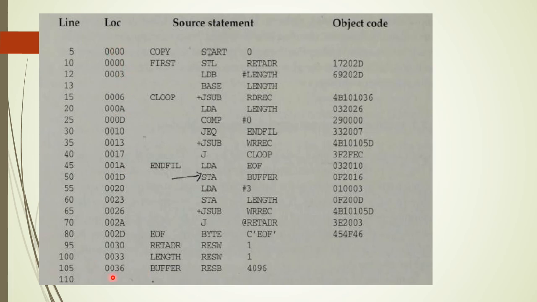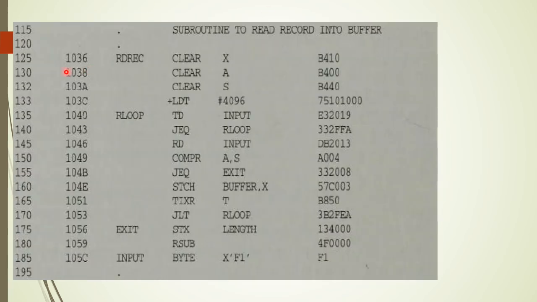Once the location counter value is ready, then we'll see how to calculate the object code. Next, consider the instruction RDREC CLEAR X.